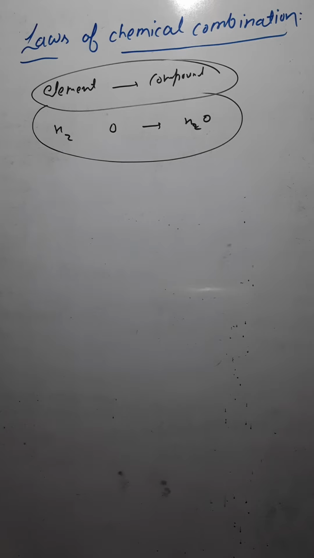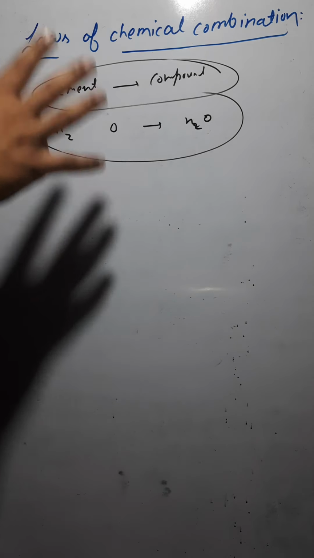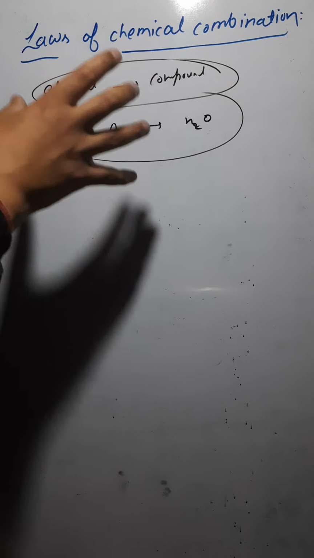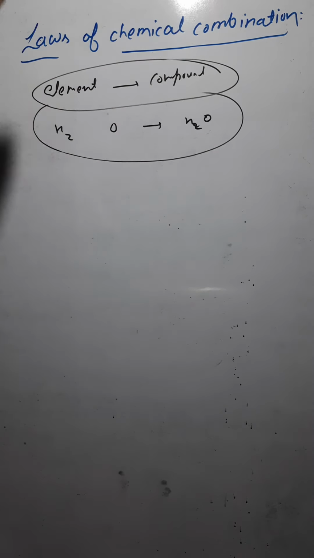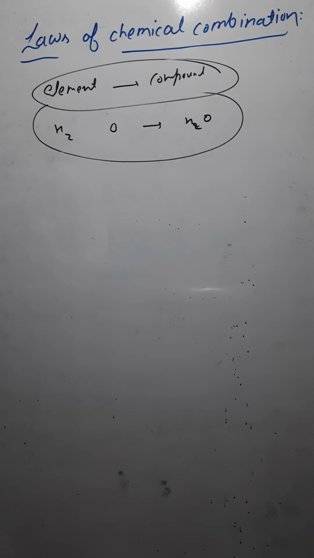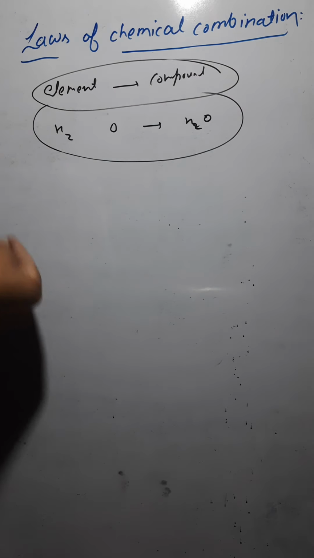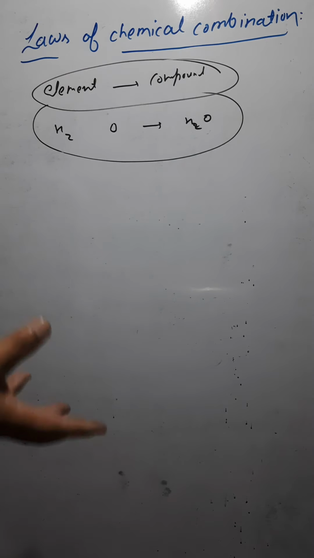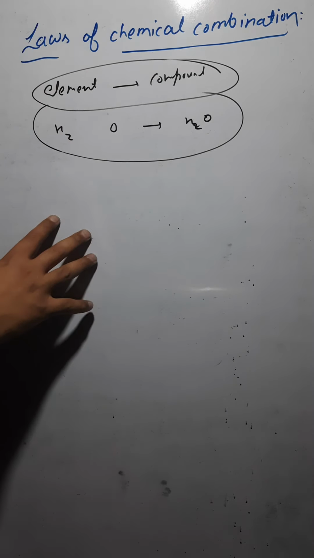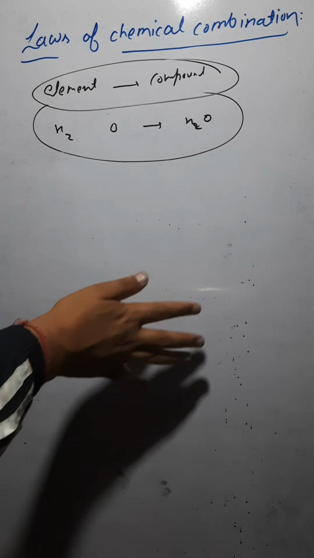So for that purpose we have some laws, and these laws would tell how the elements are combining to form the compound. So these laws are known as laws of chemical combination. The laws of chemical combination tell how the elements are combining to form the required compound. So we are going to discuss now the laws of chemical combination. There are some rules, there are some laws regarding that.